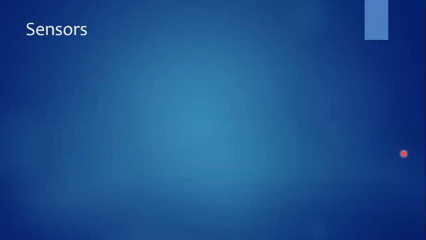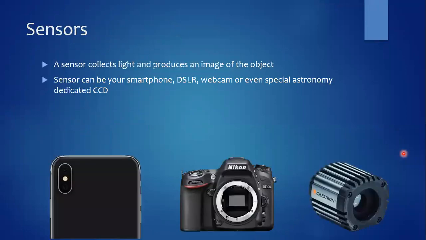Now, first, I'll be talking about sensors. A sensor is a very basic object which collects light and produces an image. These sensors you will find in your smartphones, in your cameras, in your webcam, and some manufacturers also make special astronomy dedicated sensors. Now, these sensors are prone to get heated up when used over a long period of time. So that is a downside. We sometimes need to cool them to prevent this noise.